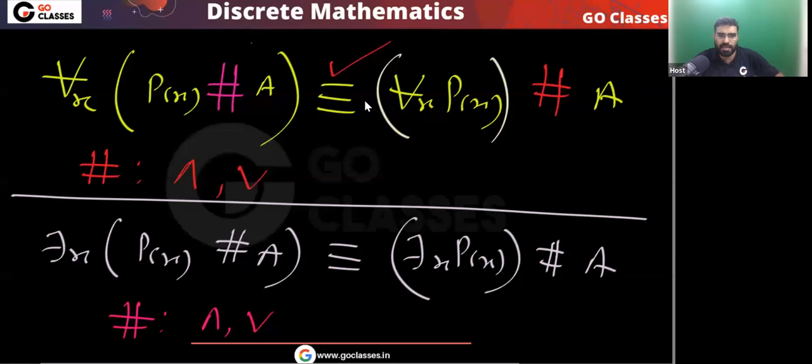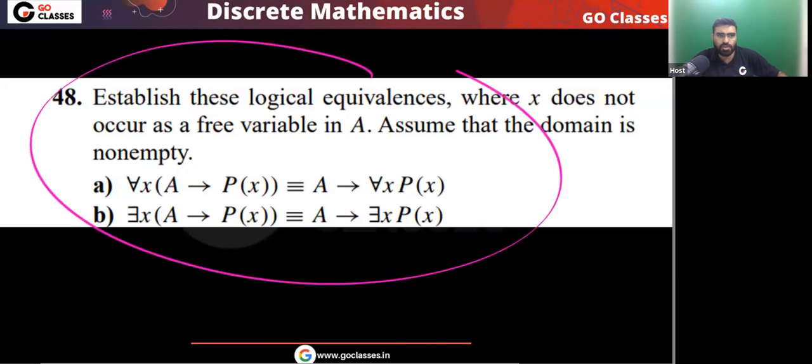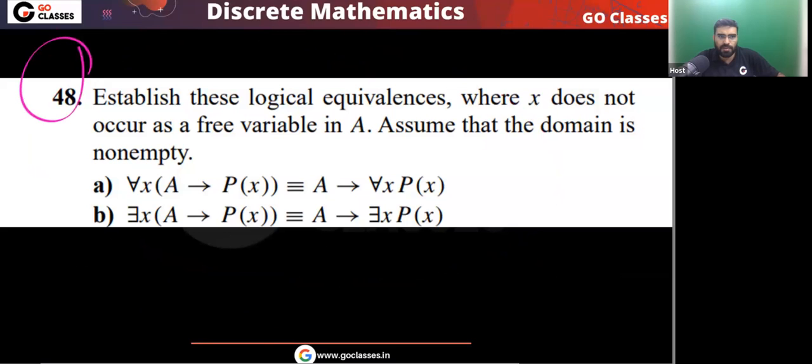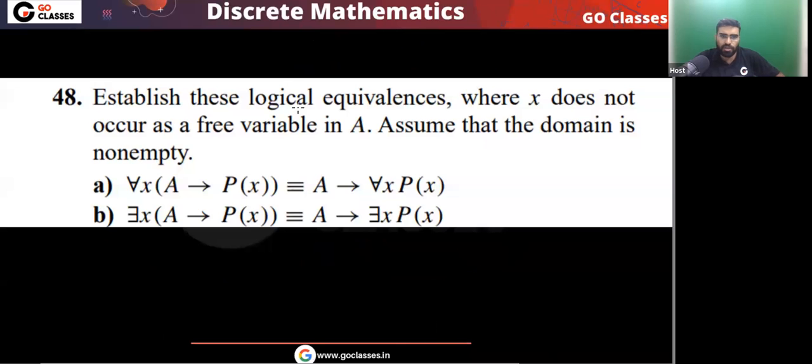Now let's see the next question. Some interesting questions are coming. So solve this question, try this question. This is question number 48 from Kenneth Rosen. We have already done 46 and 47. Let's try this.